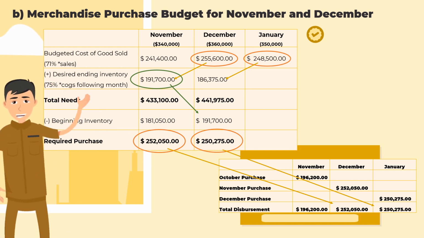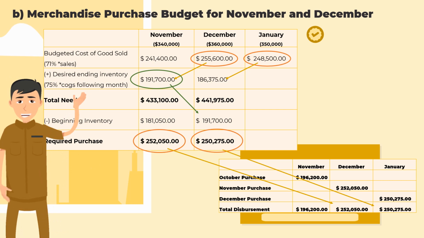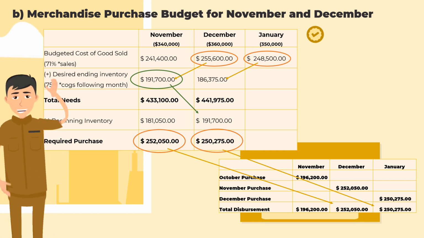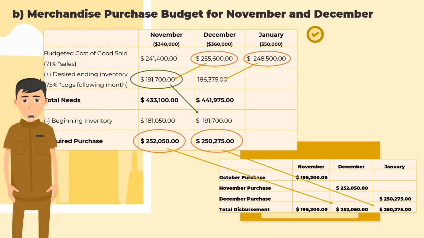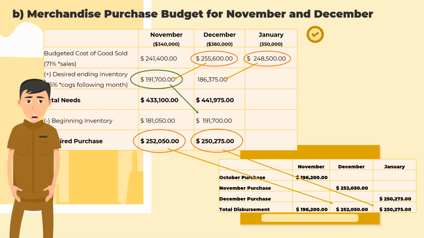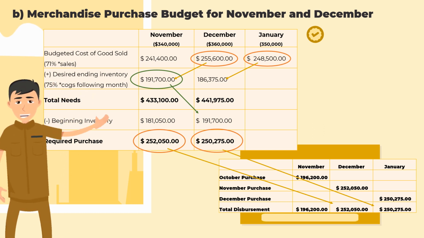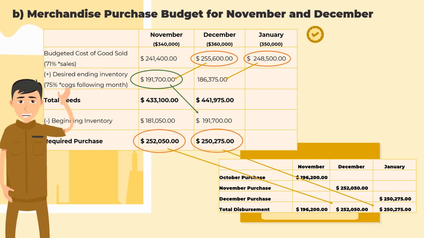So the next step is we need to add the desired ending inventory, which is 75% of the cost of goods sold of the following month. So for November, we multiply 75% with the December budgeted cost of goods sold, which is 75% multiplied by 255,600, and we get 191,700. And the same goes for December: we multiply 75% with January COGS, which is 248,500, and we get 186,375 ringgit.